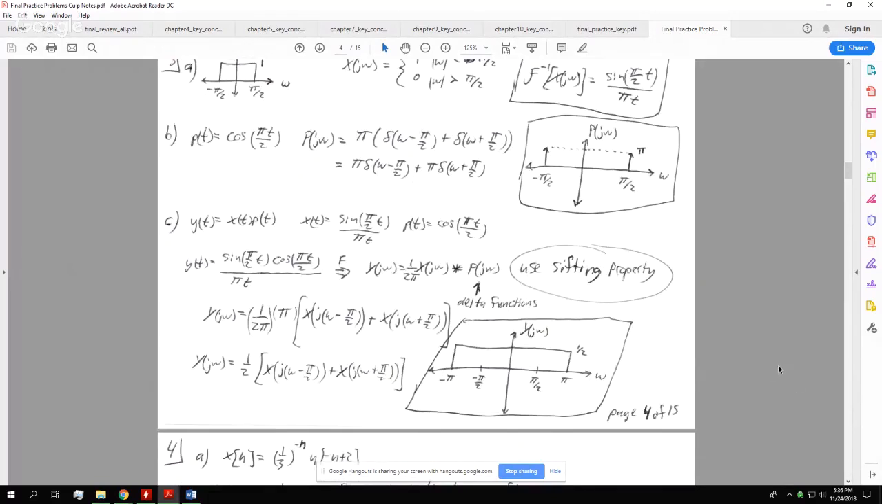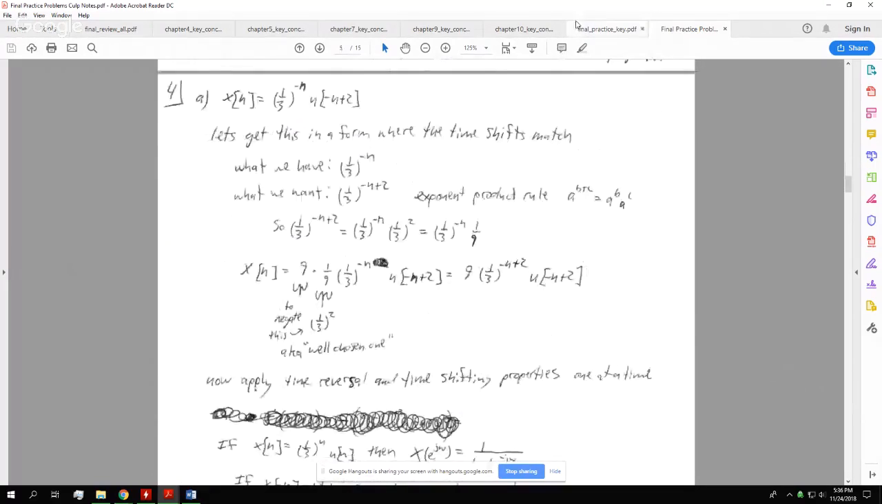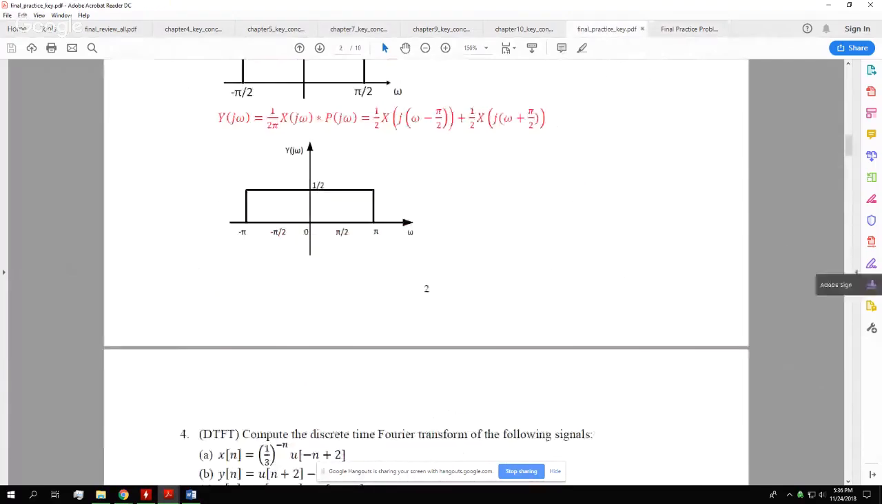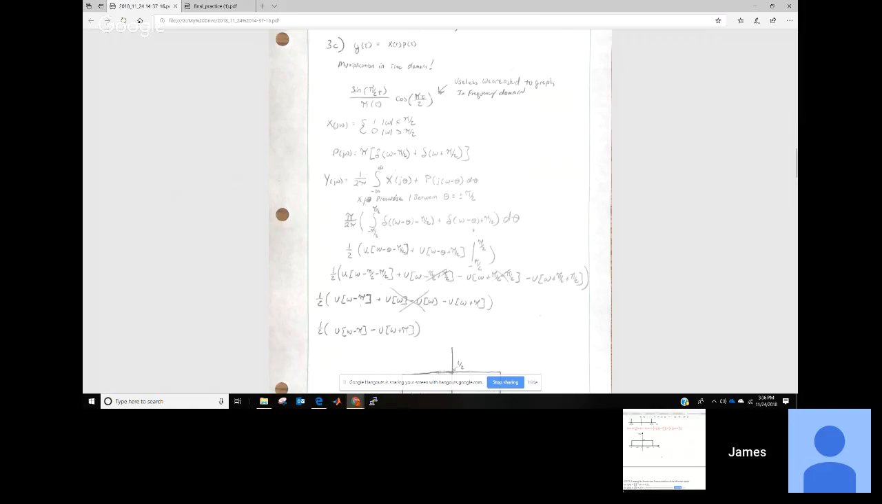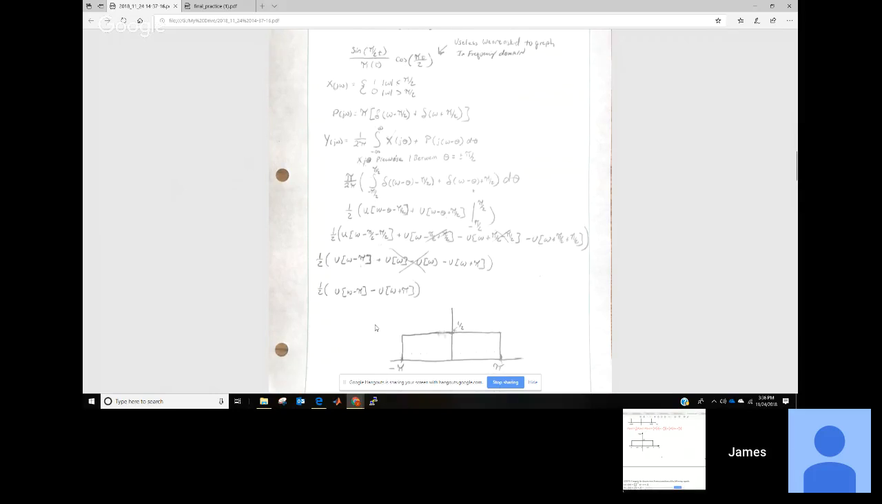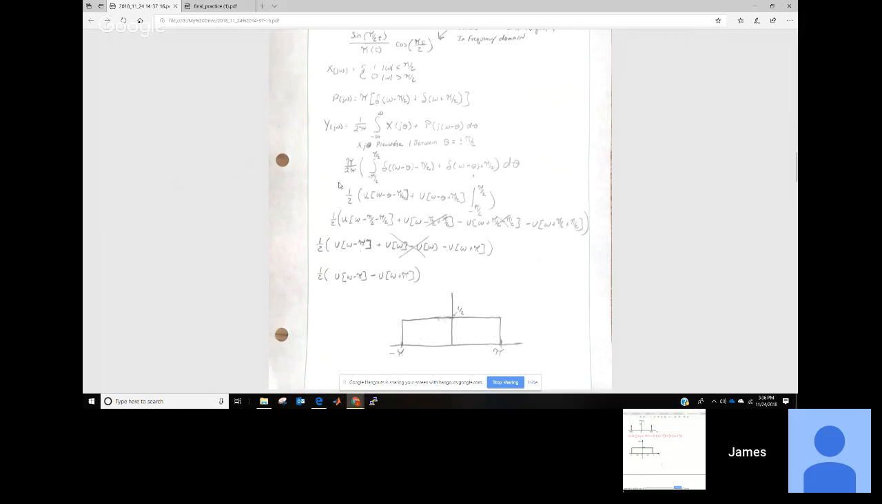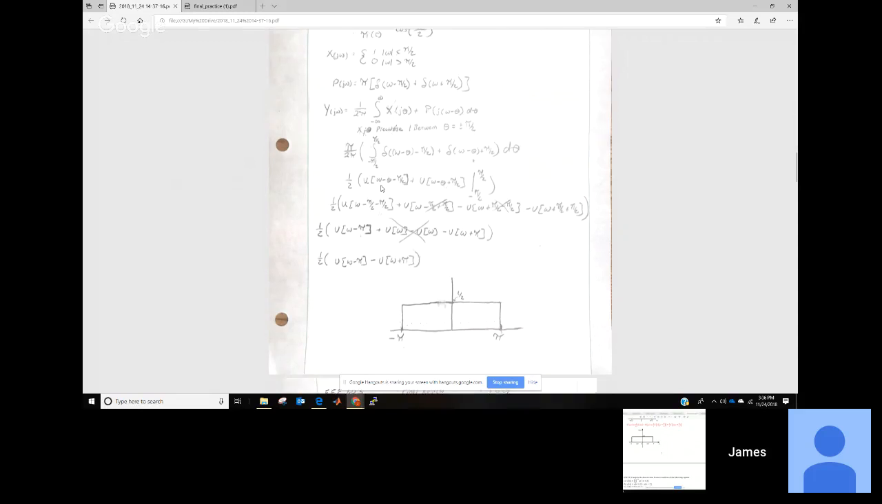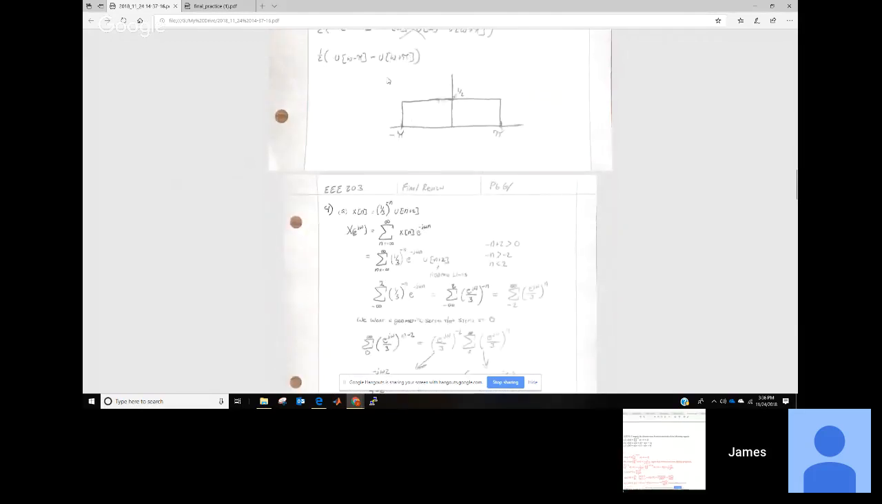And if not, we're going to move on to number 4, and James is going to take it back up from here. Yep. Funny thing, I forgot the time shifting property on number 3, so I actually worked out the integral. It sucked, but it did come out with the same thing. So I just wanted to show this real quick, that you can work out the integral and it will be correct.